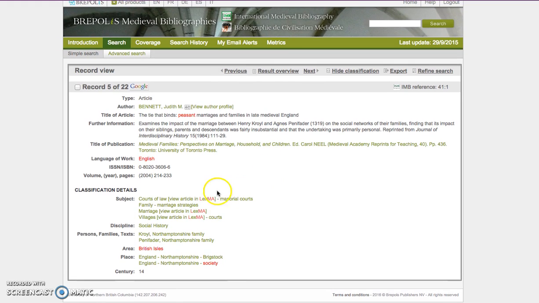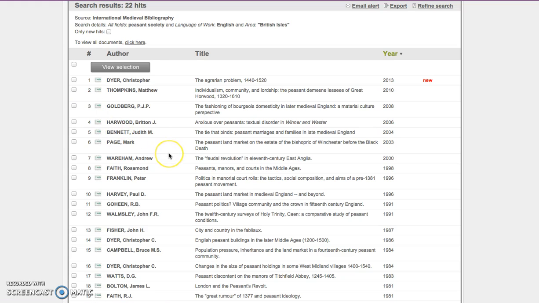And then it also gives me some information here about courts of law, manorial courts, the different subjects that this particular article discusses. And it's from the 14th century, so a little bit later than the time period that I'm looking at, but it still could be useful. And it talks about this couple and the various social networks that they had. So that might be kind of interesting for me to look at. So let's go back and see what else I have.